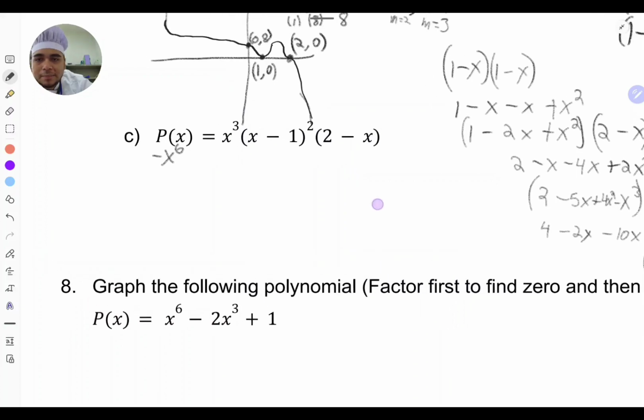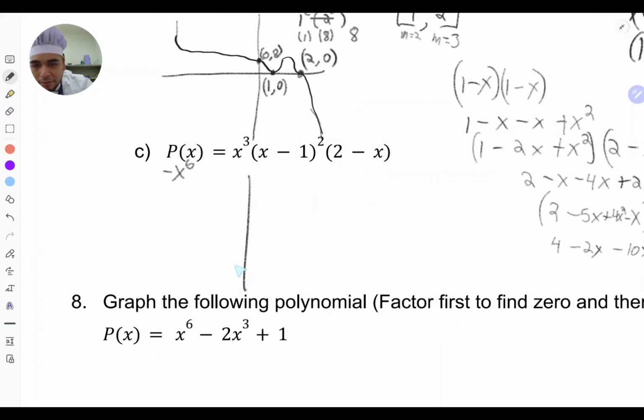And now we're going to do the same thing, right? To graph this, well, first we have to draw our graph. What are our zeros? Well, we have a 0 at 0, because 0 cubed is 0, and 0 times anything is 0. So we also have a 0 at 1. We also have a 0 at 2.